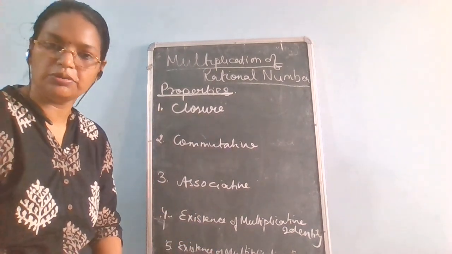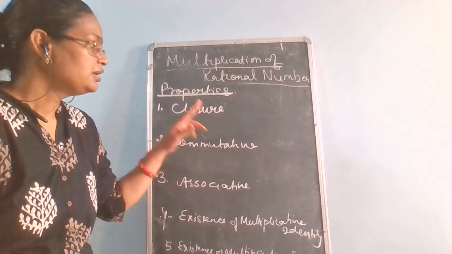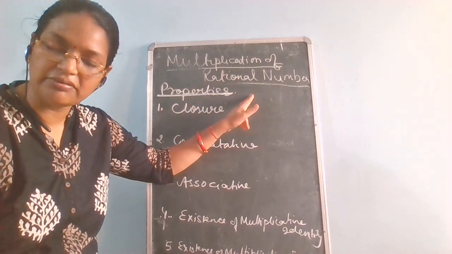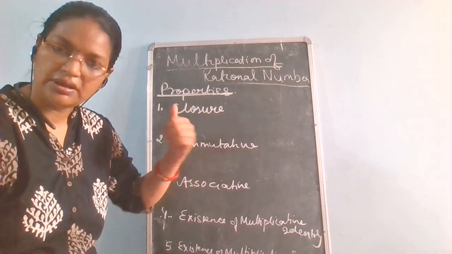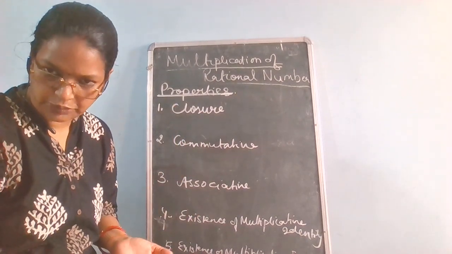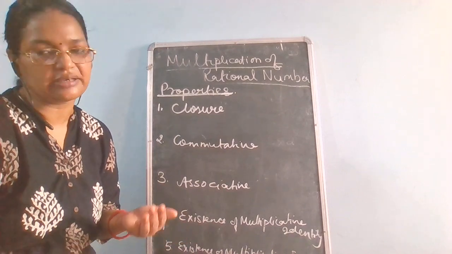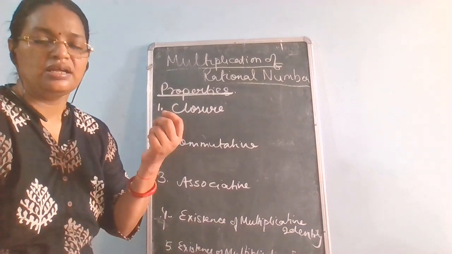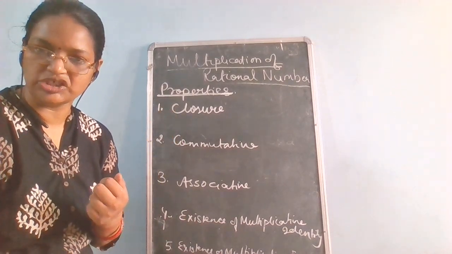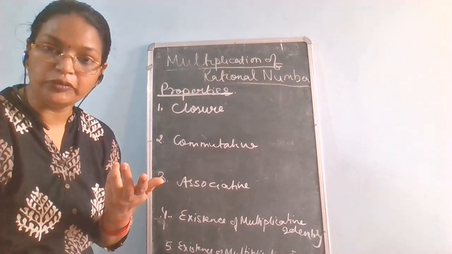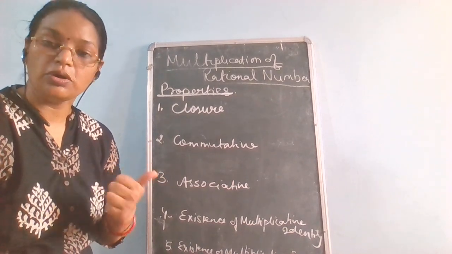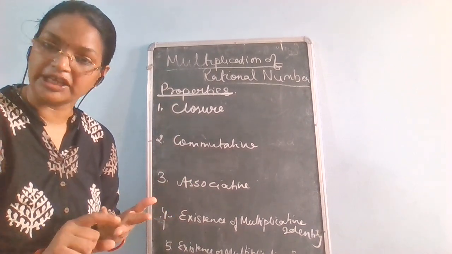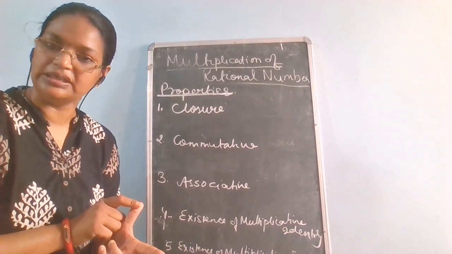So what do you mean by the closure property? Closure property says that whenever you are multiplying two rational numbers, the result will always be a rational number. If it holds, then closure property is holding. If it doesn't hold, that means it does not hold. Say for example, addition of two natural numbers is a natural number, but subtraction of two natural numbers is not a natural number. So for natural numbers, addition satisfies closure property, but subtraction doesn't satisfy closure property.